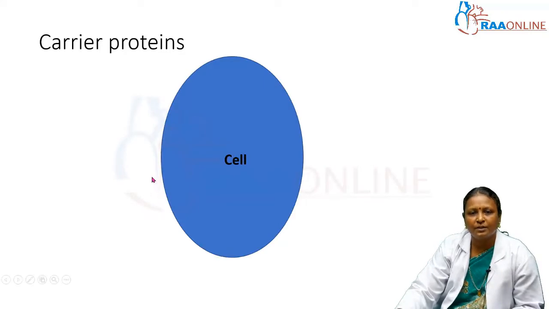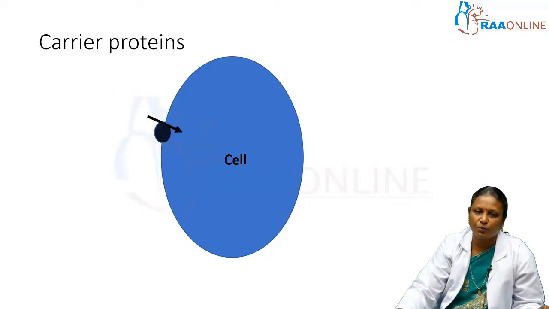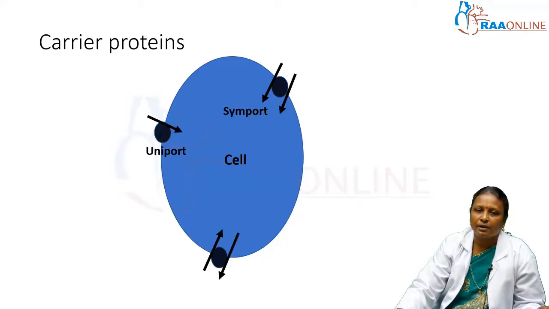Coming to the carrier protein, I have already told that the carrier protein has a binding site for the substance which is being transported. If the carrier protein transports only one substance in either direction, either from intracellular to extracellular or extracellular to intracellular, you call that uniport. When it transports two substances simultaneously in the same direction, you call that symport. If the carrier protein transports one substance in one direction and the other in the opposite direction, you call that antiport. The carrier protein can be either a uniport, symport or antiport.